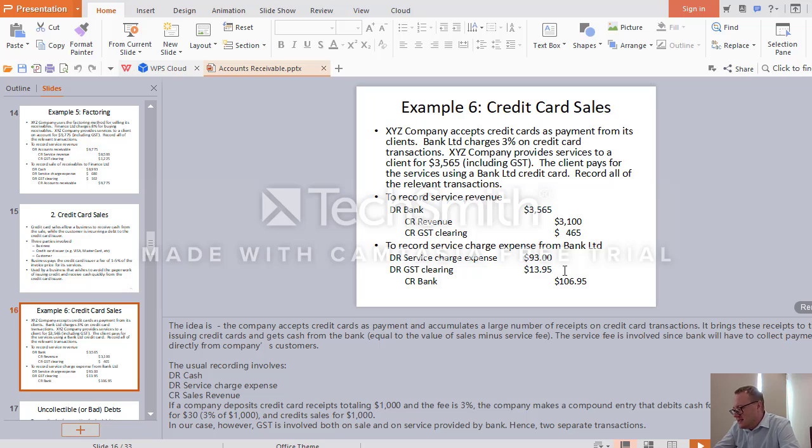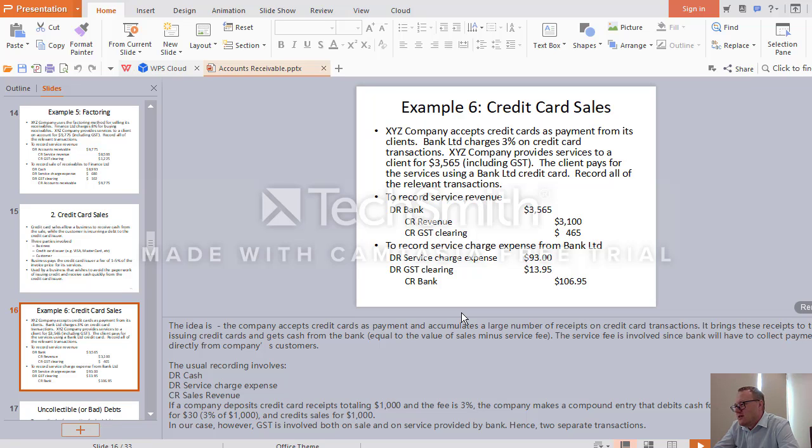Also, please note that yesterday we talked about inventories and inventory transactions. They did not include GST. Whereas now we talk about accounts receivable, and GST is involved everywhere. Discounts and factoring and credit card sales.